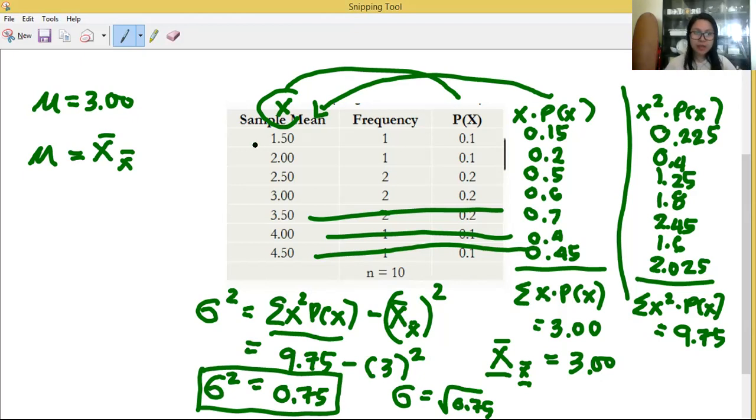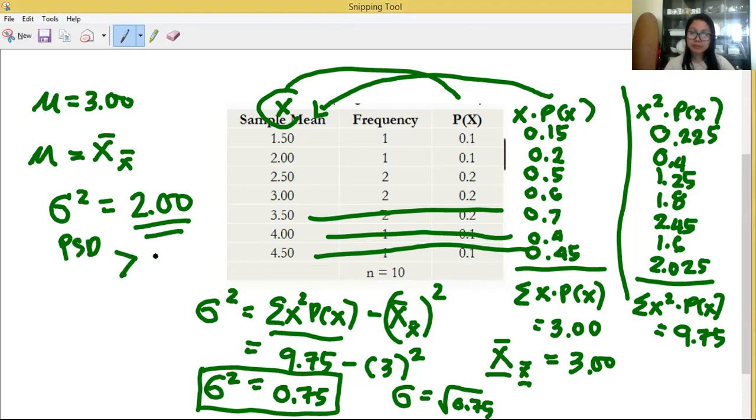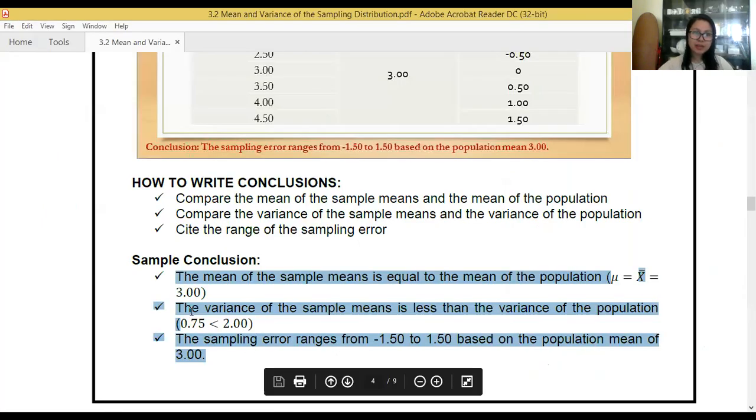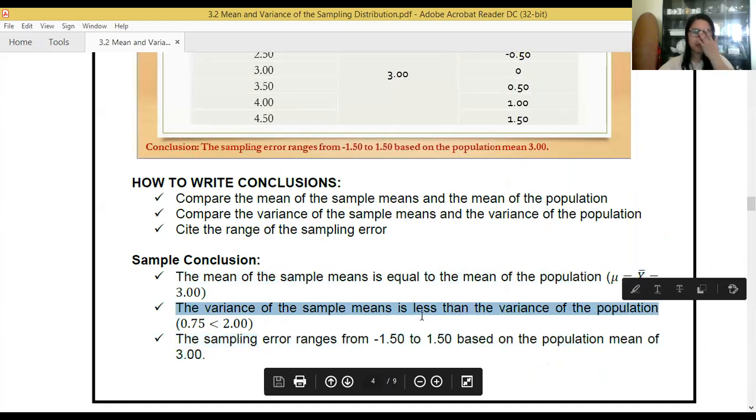Now, how do we compare it? Remember, what is our population standard deviation? The one in step 2. The population standard deviation is 2. So it means that the population standard deviation is greater than the variance of the sampling distribution. How do we state it? Let's have conclusion number 2. The variance of the sample means is less than the variance of the population.